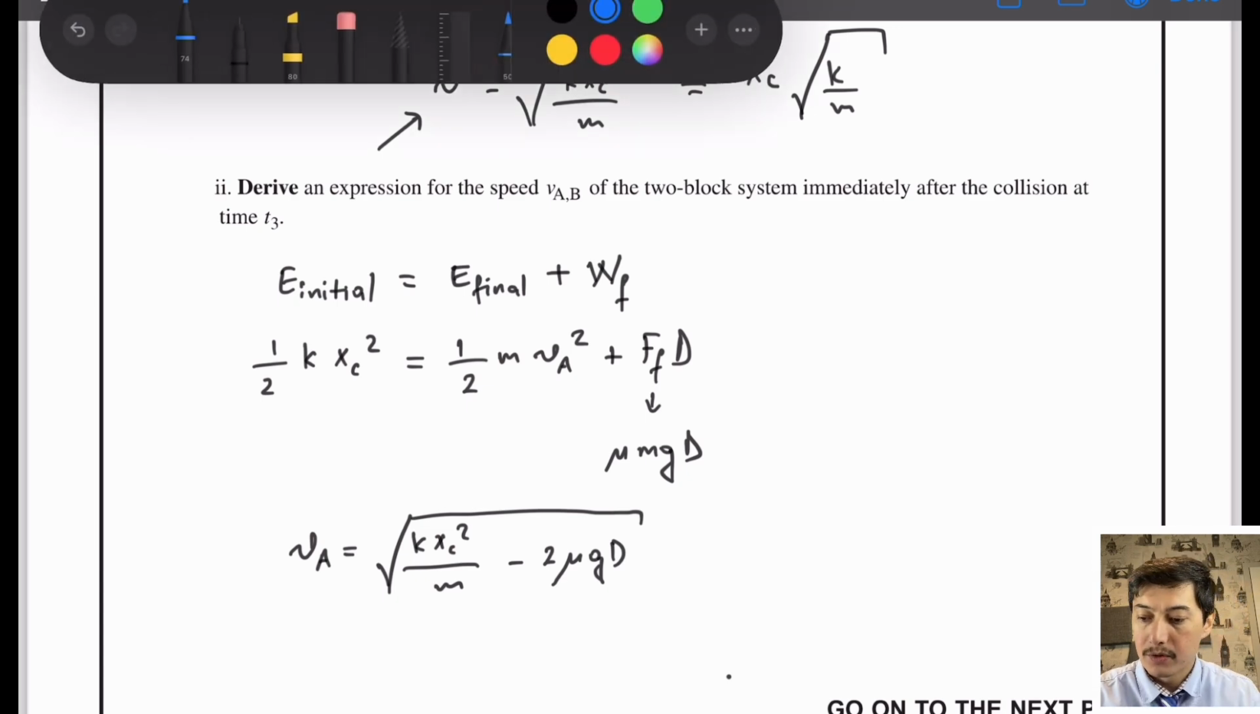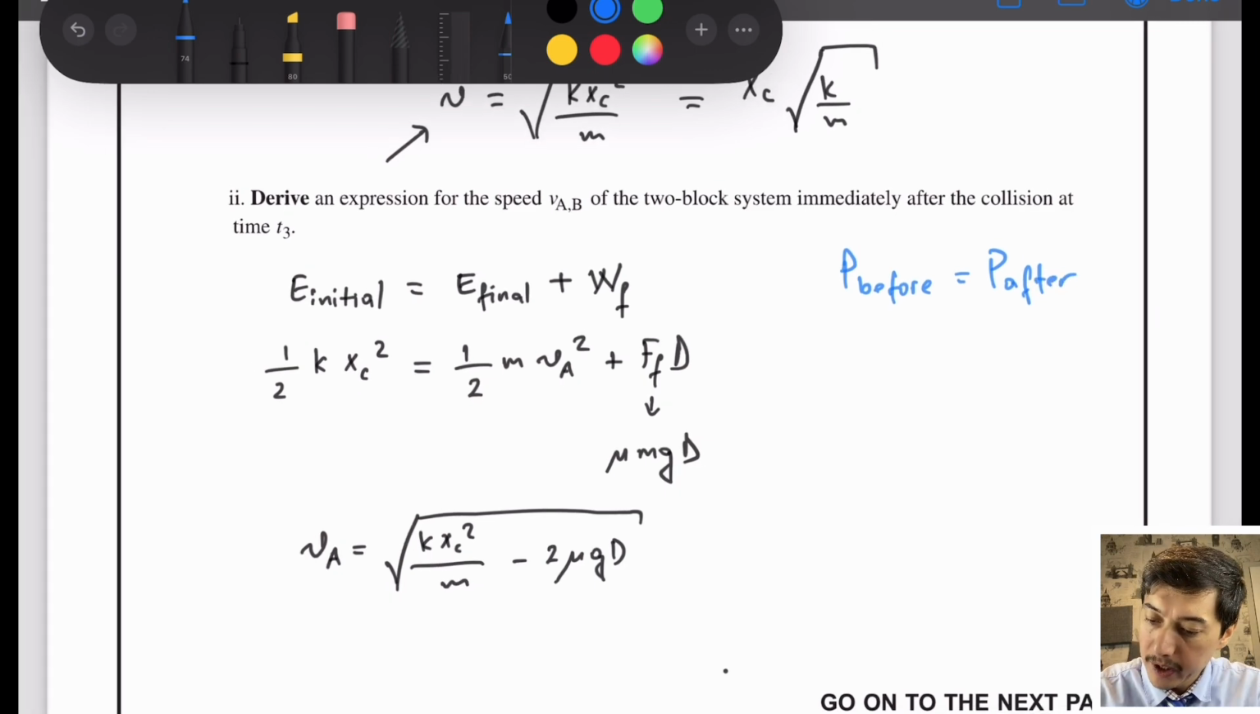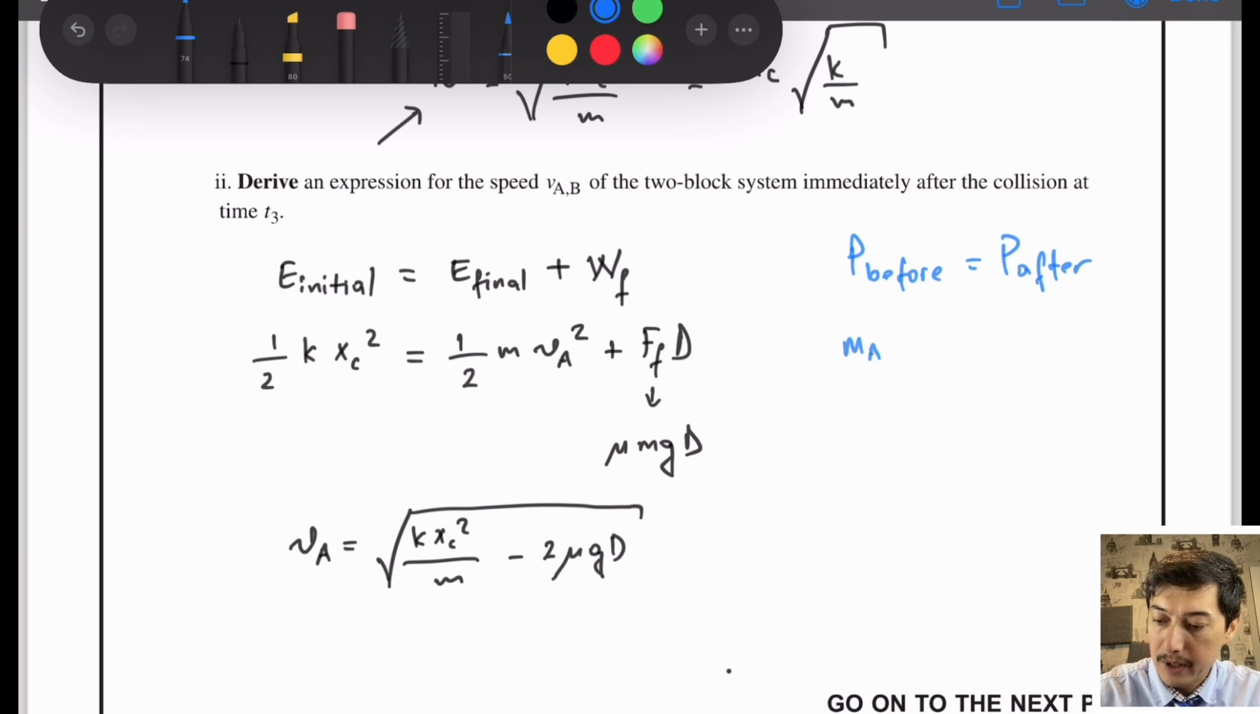Now we can go to conservation of momentum. Momentum before the collision must be equal to momentum after the collision. Before the collision, we have only block A moving. So we say mass of block A times speed of A is equal to, after the collision, blocks stick, so we can add the masses, MA plus MB, times their common speed, which is VAB.